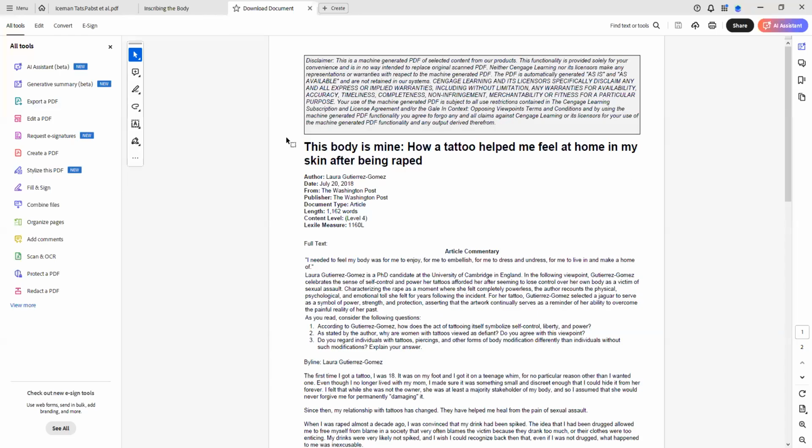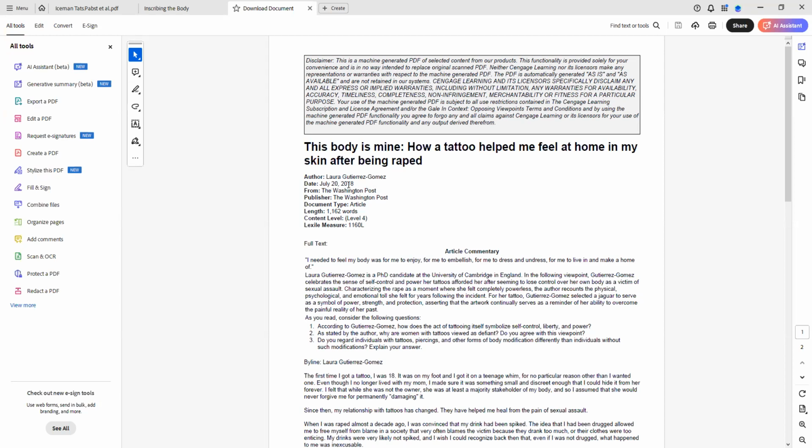I'm going to stop my screen share and re-screen share with this. Okay, once again, I have downloaded this as a PDF document. Okay, this is from Opposing Viewpoints. Opposing Viewpoints got it from the Washington Post, which is a newspaper, right?